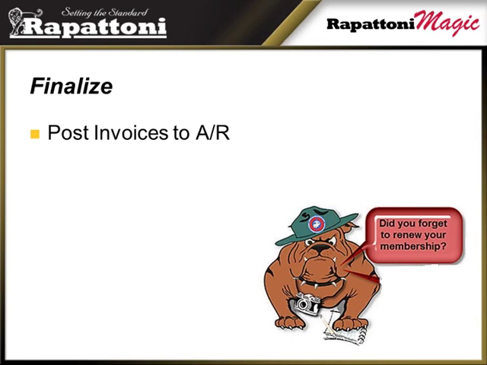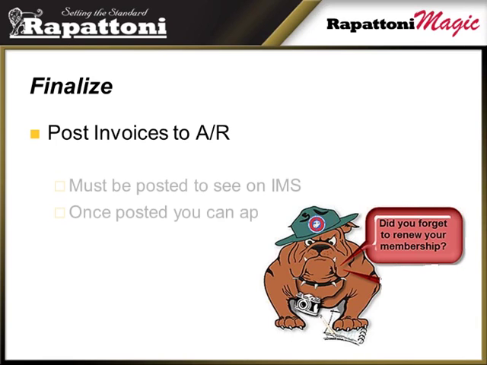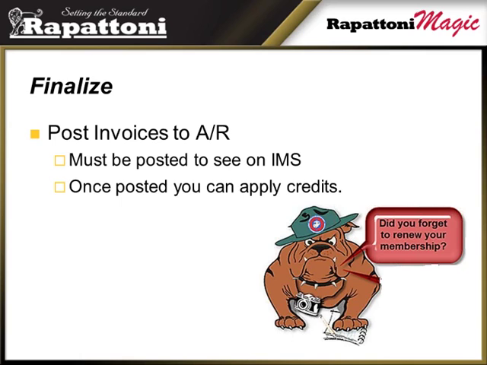Let's review. First, we talk about posting invoices to the AR. Remember though, they must be posted for the members to see on the IMS. So this is a step that must be done. And once you've posted them to the AR, you can now apply the different credits. And from there, you can look at your members like this nice bulldog and say, did you forget to renew your membership?